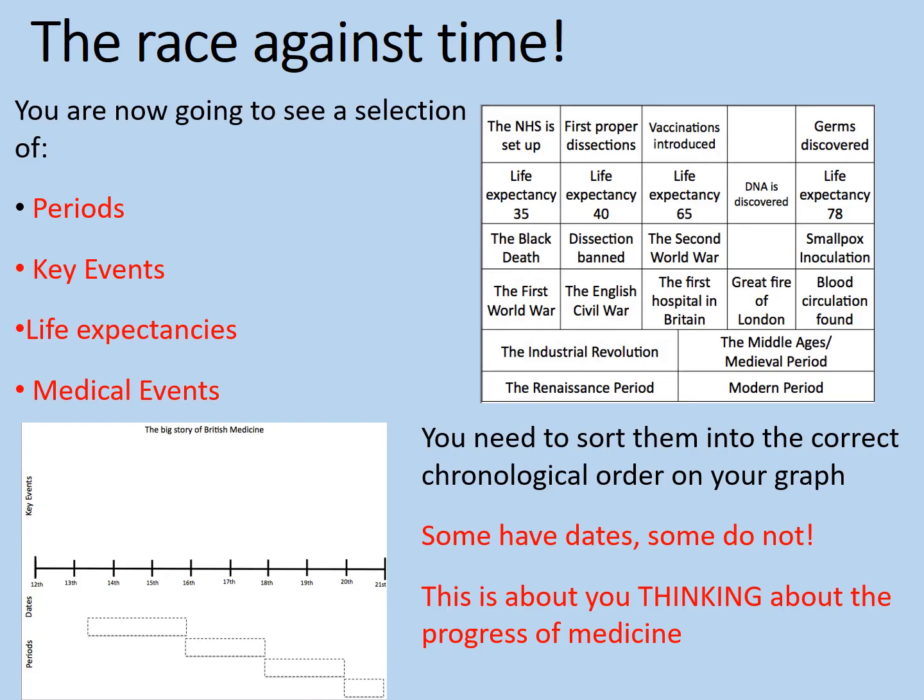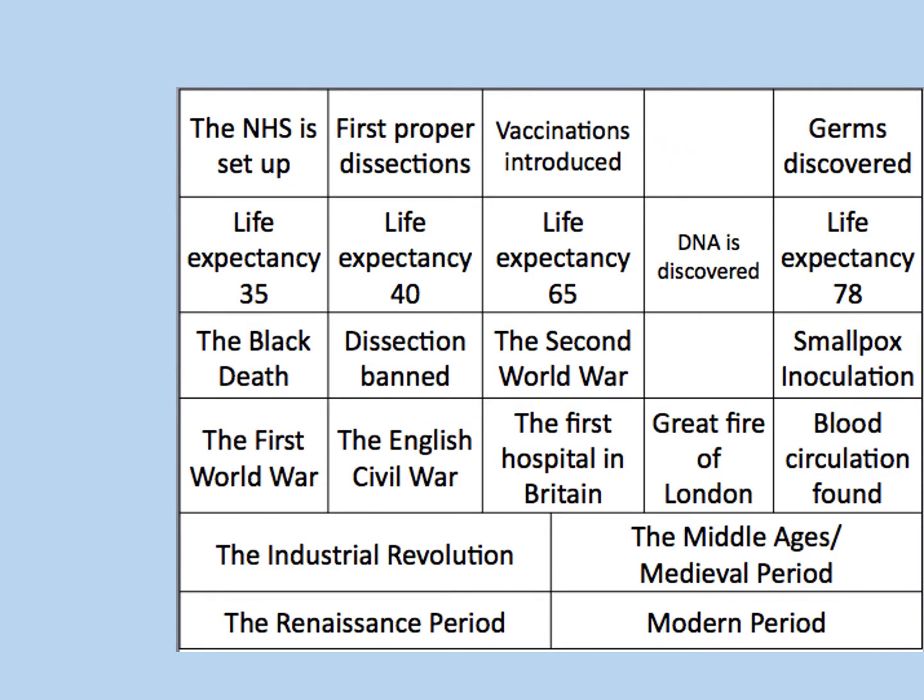So what we'll have a look at next is what these periods, key events, life expectancies and medical events are. We'll be able to categorise them and then add them onto the timeline at the very least approximately. Here we see them full screen. Hopefully you can read those easily enough.